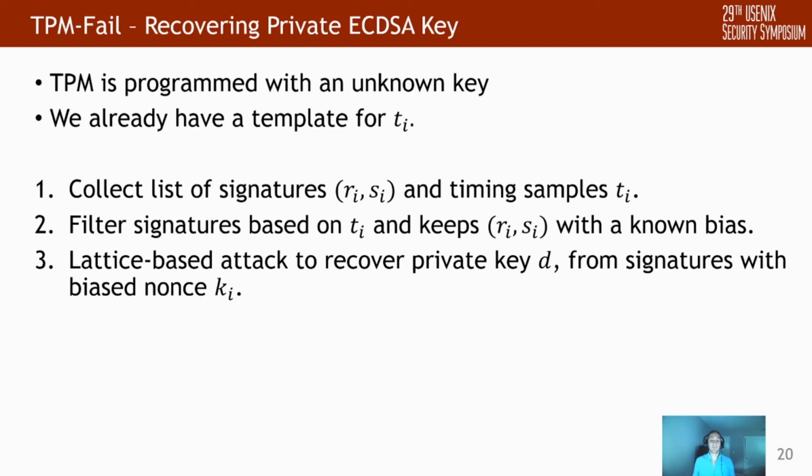We systematically perform an attack which starts by collecting signatures from the TPM device that is programmed with an unknown private key. Then we filter those signatures that have a known bias, based on a template that we already know, because we discovered these vulnerabilities. We know that the signatures generated with this timing threshold have a known bias in their nonce. So after filtering the signatures, we can feed these biased signatures to a lattice-based key recovery algorithm to recover the private key from the TPM.